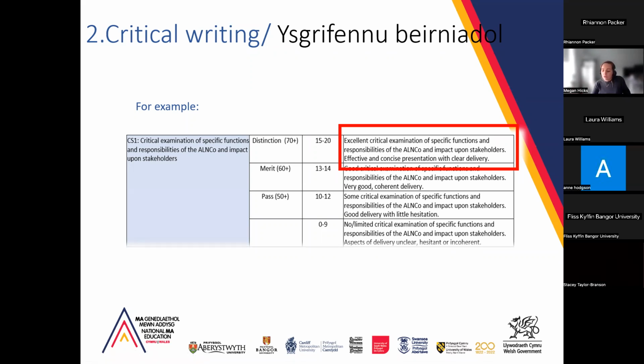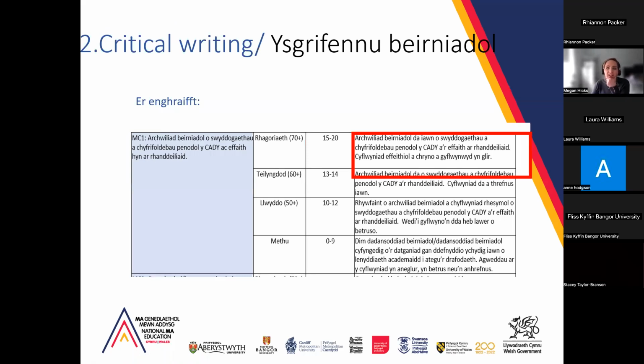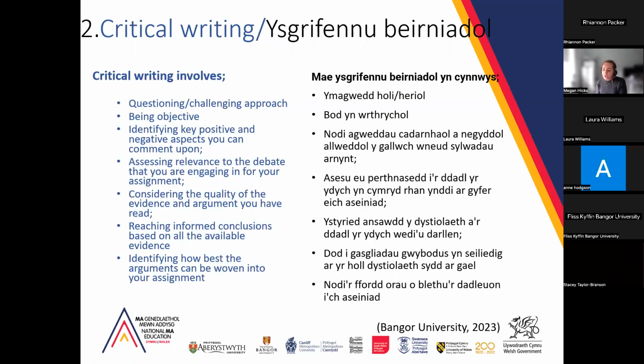I could spend a whole session looking at critical writing. So we're just drawing out some of the key points to help support you with developing this and some key points that you might use going forward. When we're talking about critical writing, Bangor University have got a really useful document, which is in the bibliography list here, if you want to go away and look at that in a bit more detail. But we're talking about engaging in an academic debate, and that means moving beyond description.